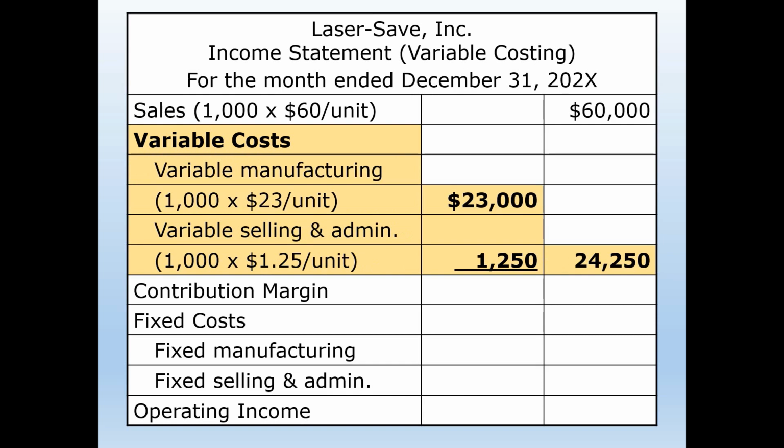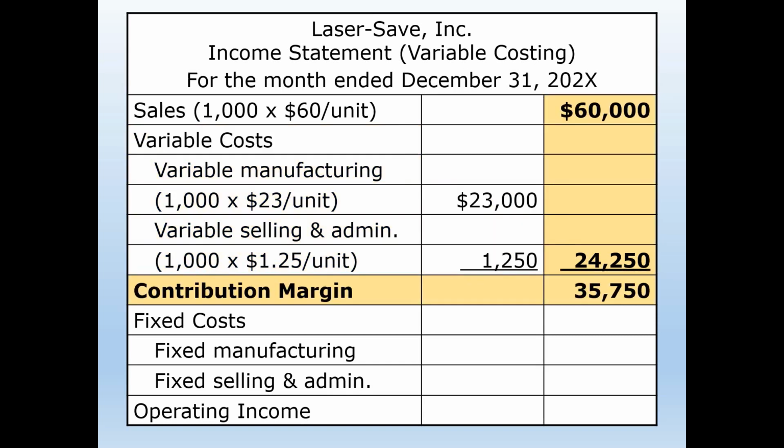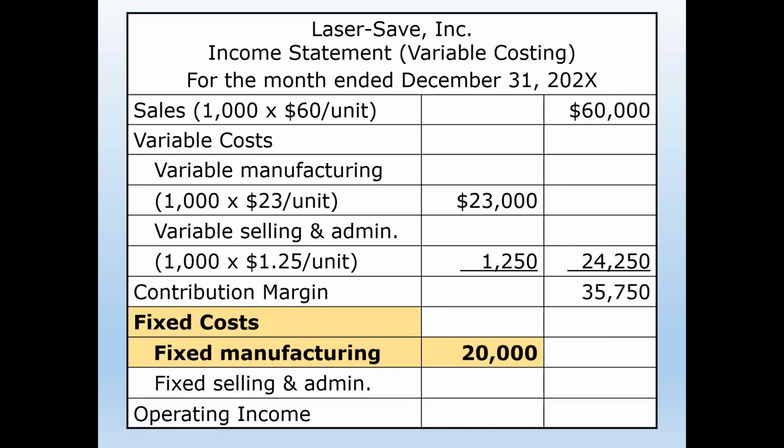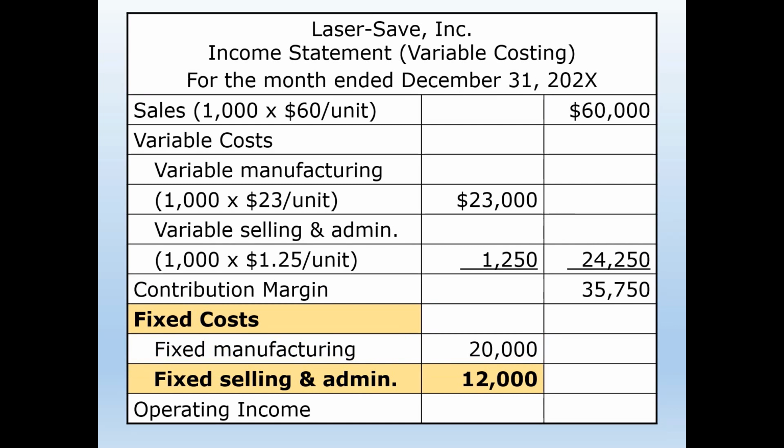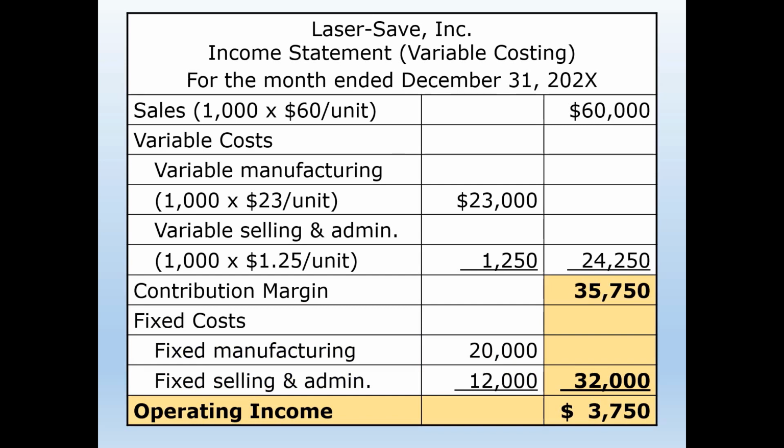We can add the variable costs together, subtract the total variable costs from sales revenue to get total contribution margin. Our fixed manufacturing costs are still $20,000. Our fixed selling and administrative costs are still $12,000. Add those costs together, subtract the total fixed costs from the contribution margin to get our operating income for December under variable costing.